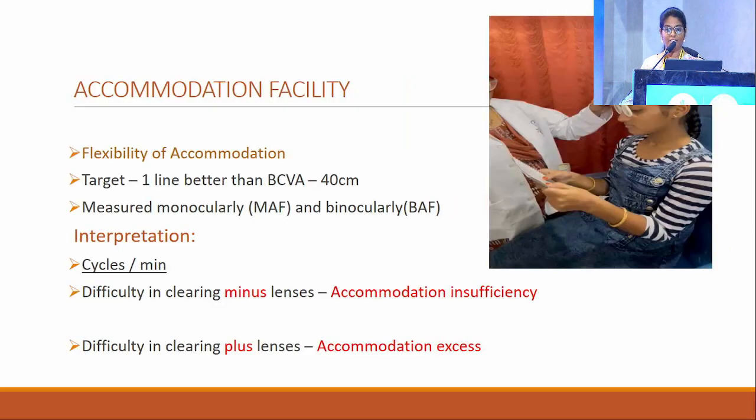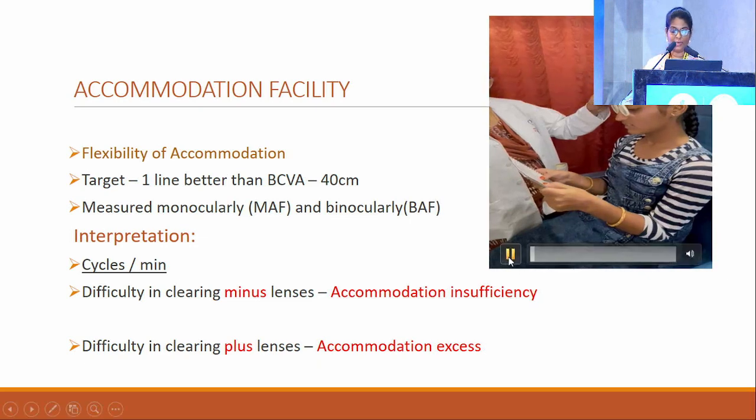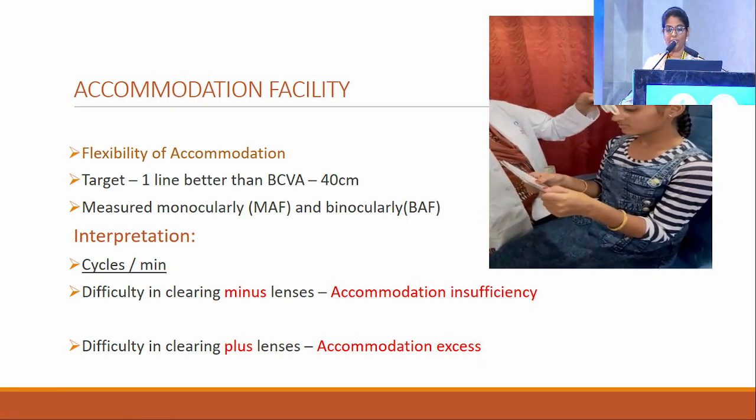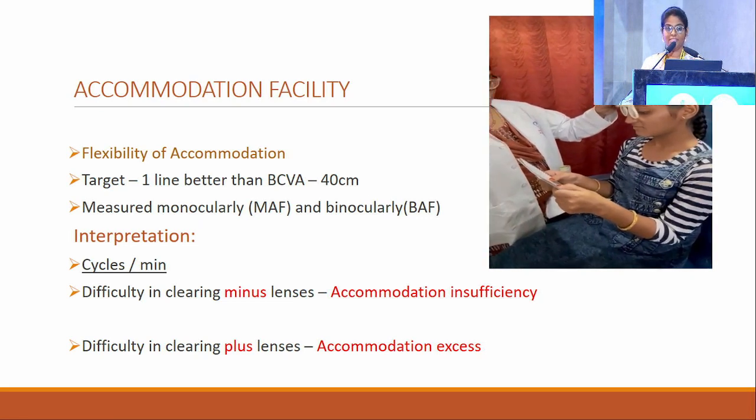Now, accommodative facility determines the flexibility of the accommodation, that is, the ability to stimulate and relax the accommodation, and this is tested by the flipper glasses, which has two pairs of glasses, one pair of plus and one pair of minus glasses. Here a near vision target is placed at 40 centimeters, and the plus flippers are placed first. When the patient says it is clear, it is flipped to the minus lenses, and this is considered as one cycle, measured as number of cycles per minute. Difficulty in clearing the minus lenses shows accommodative insufficiency, whereas difficulty in plus lenses shows accommodative excess.